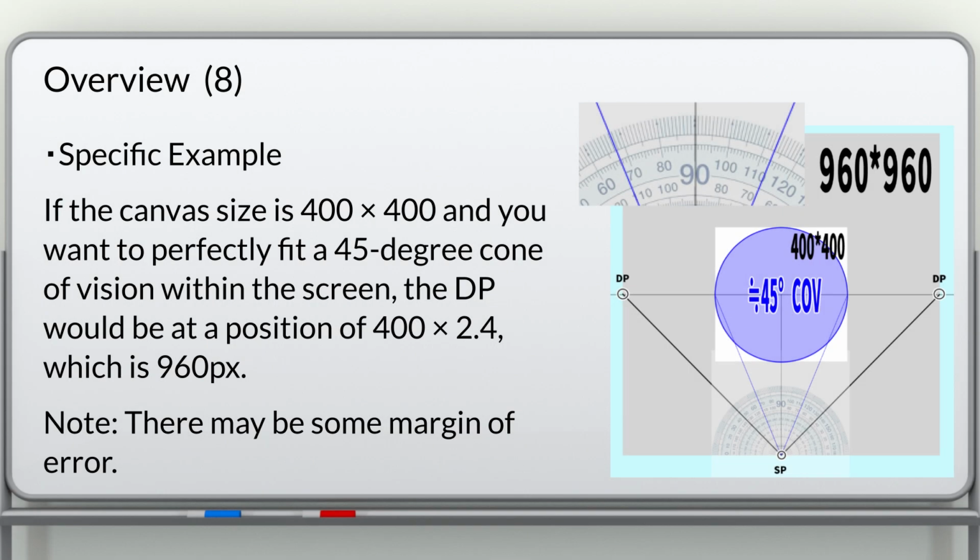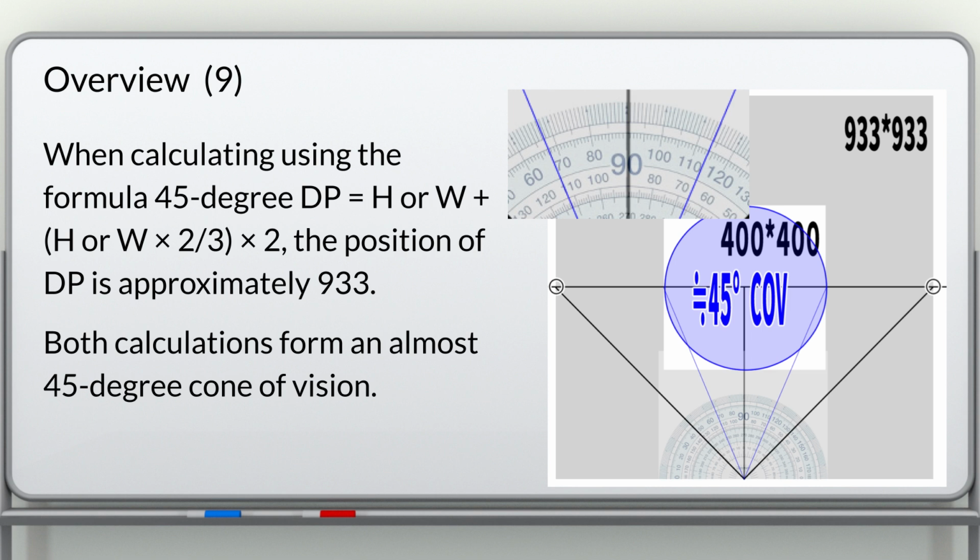If the canvas size is 400 times 400 and you want to perfectly fit a 45-degree cone of vision within the screen, the dp would be at a position of 400 times 2.4, which is 960 pixels. When calculating using the formula 45-degree dp equals h or w plus h or w times 2 divided by 3 times 2, the position of dp is approximately 933. Both calculations form an almost 45-degree cone of vision.